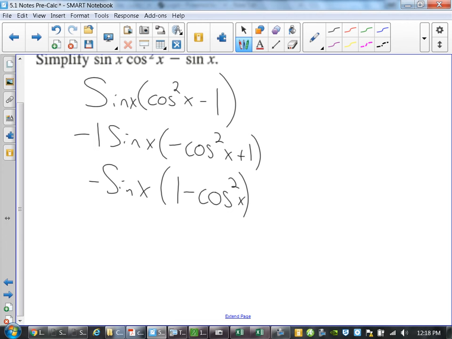These are the big giant puzzle problems. And what's 1 minus cosine squared? Sine squared. What's sine times sine squared? There you go. And you're done. Yep. Try to get it simplified out as far as you can go.